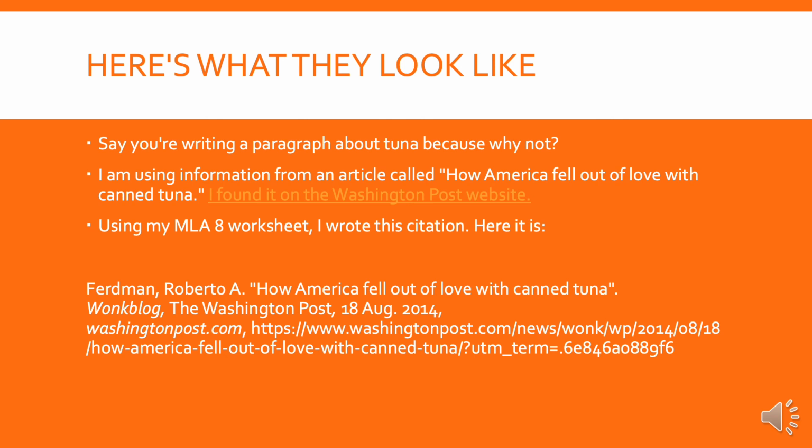So let's talk about how they look, because you may or may not have seen them out and about. So let's talk about a scenario here. Say you're writing a paragraph about tuna. I love tuna, and I again apologize that so many of my examples include food. So I'm writing a paragraph or a paper on tuna, and I'm using information from an article from the Washington Post website, and it's called How America Fell Out of Love with Tuna. I've included the link here, so the hyperlink is right there in yellow. I'm going to use my MLA 8 worksheet to write a citation, and here it is.